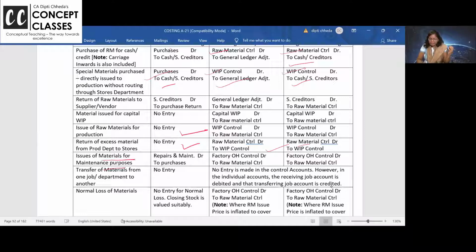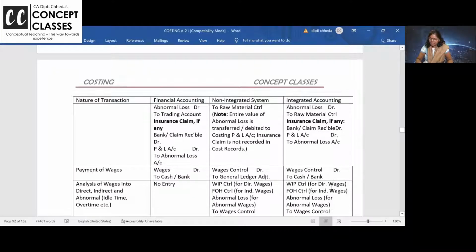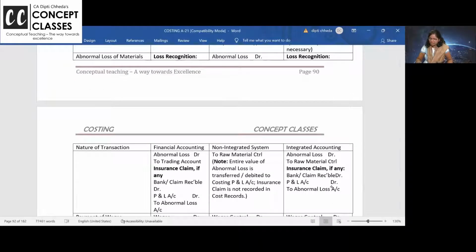When material is issued for repairing work, repairs debit to purchases. Purchase stock is reducing, repairs. Here, factory overhead debit to raw material. Why factory overhead? Repairs is related to factory overhead to raw material. Okay? When goods are transferred from one department to another, no entry is recorded. Clear to all of you? Normal loss is not recorded in books, and if it is abnormal loss, then credit raw material and charge it off to the costing P&L.